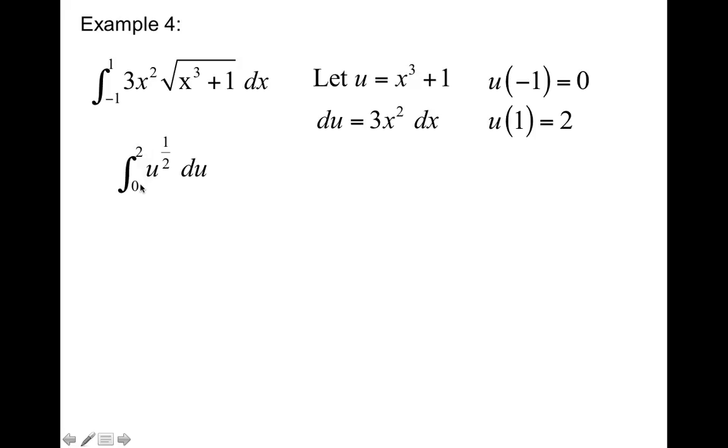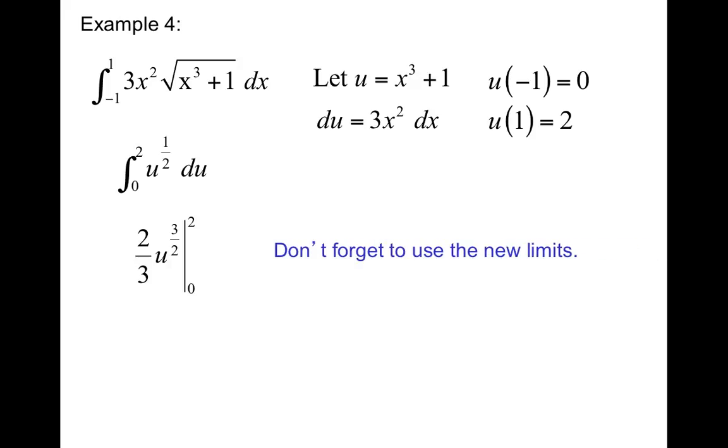So I need to take the antiderivative of u to the 1/2. So I raise the power by 1, I get 3/2. And that means I also multiply by that reciprocal, so multiply by 2/3. Use the new limits there of 2 and 0. And I plug them in. So again, if I plug a 0 into this, I'm going to get 0. I don't need to worry about the second part of this right now. But I would need to worry about, obviously, the limit of 2.